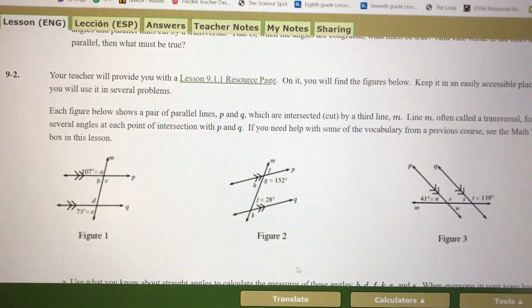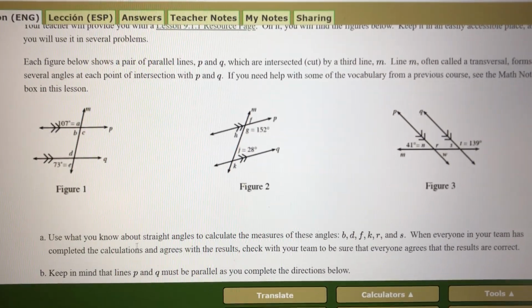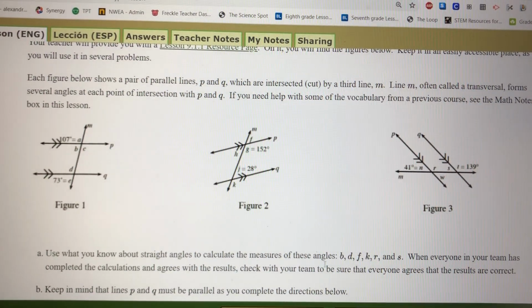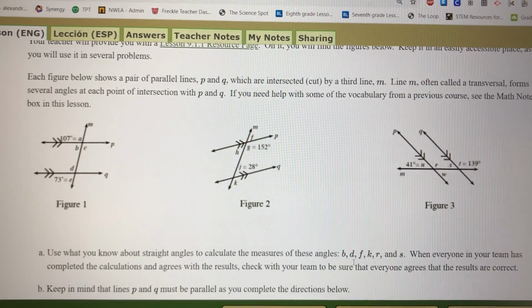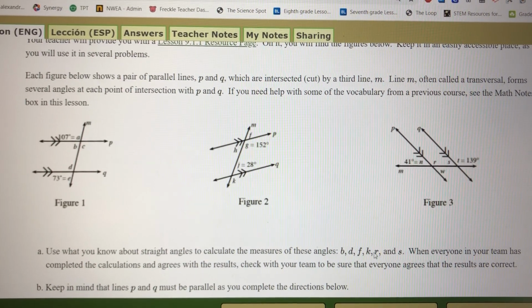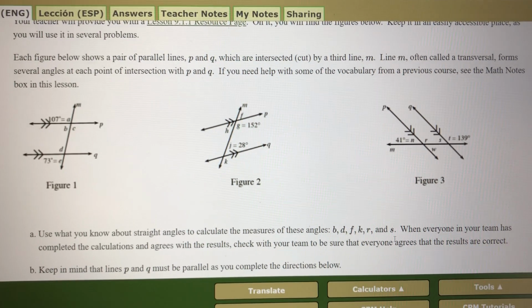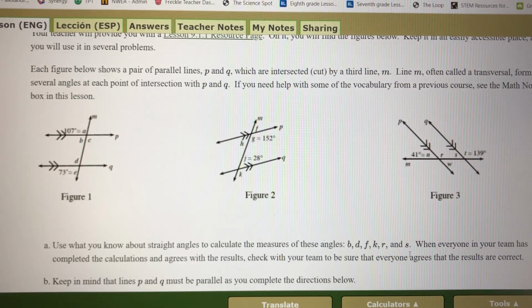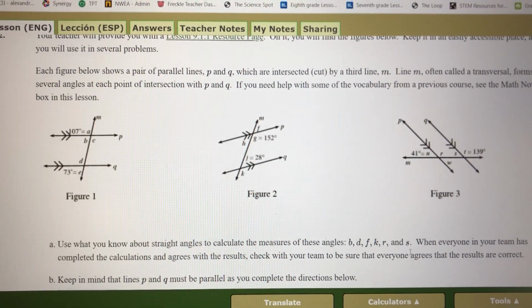Okay, so for part A, it says use what you know about straight angles to calculate the measures of these angles: B, D, F, K, R, and S. So I'm going to take you to the plan table. This is the plan table.